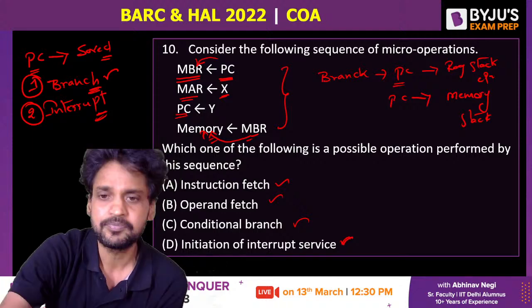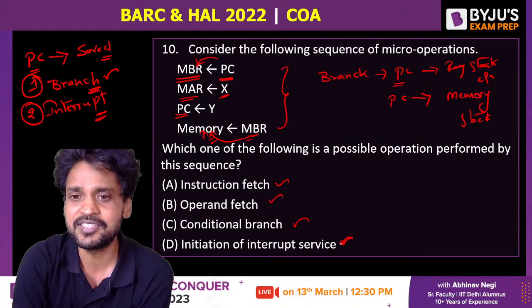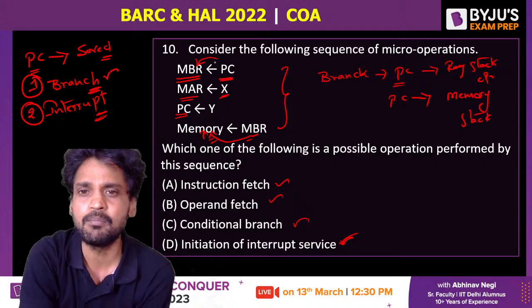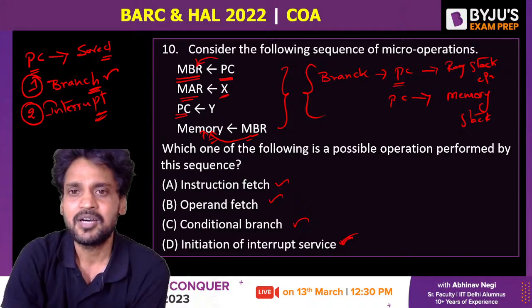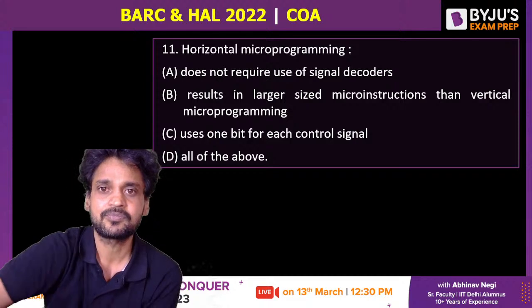Do you understand this? So option D is correct. Write it down somewhere. This is a thumb rule. Being a CPU designer, you must always be aware of this.